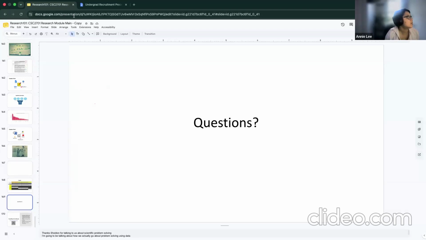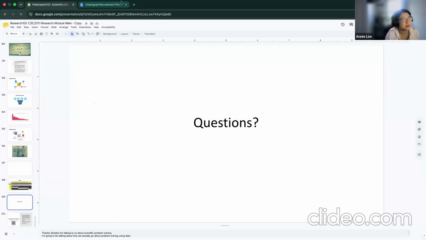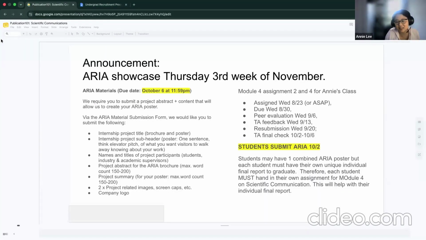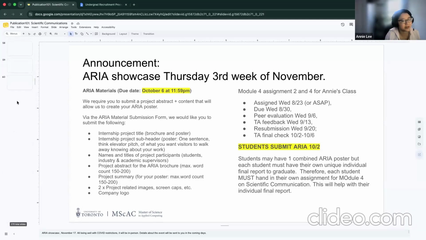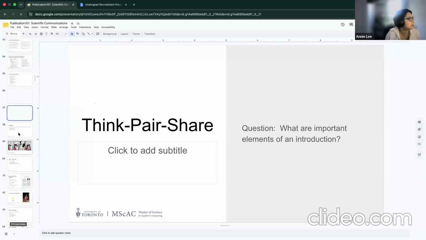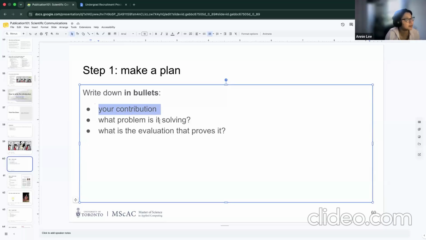Okay. So that's a very boring presentation about data, because you need data to write a paper. I did this during my master's, so I'm teaching you this early: the paper is not about your methodology or your experimental results. It is actually about your discussion and how well you discuss the contributions. So remember last week, I asked you to create an introduction, make a plan. So first, tell me your contribution, tell me the problem you're solving, and the evaluations that prove it.